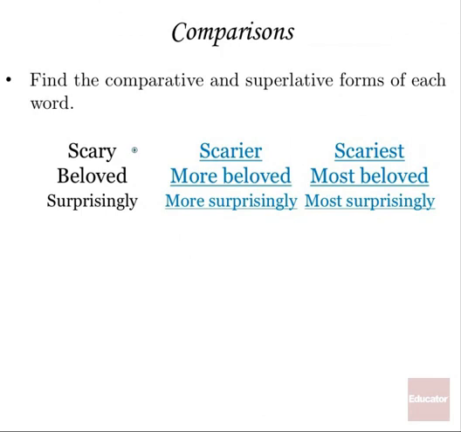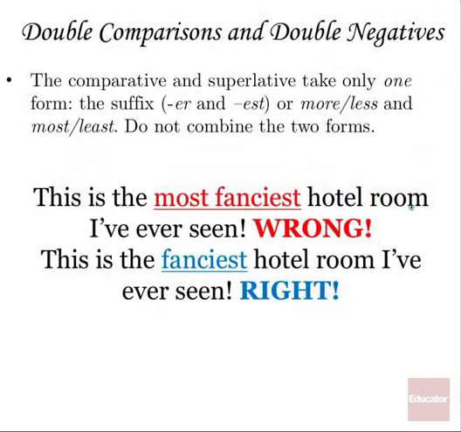All right, scary becomes scarier. The y becomes an i, as it very often does in English, and it then becomes scariest. Beloved, well, beloved is too long to become beloveder, so it becomes more beloved and most beloved. And surprisingly is too long to be surprisingly-er, and it also ends in ly, so it's more surprisingly and most surprisingly.